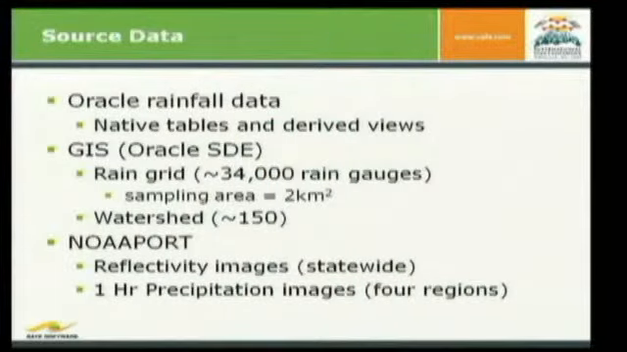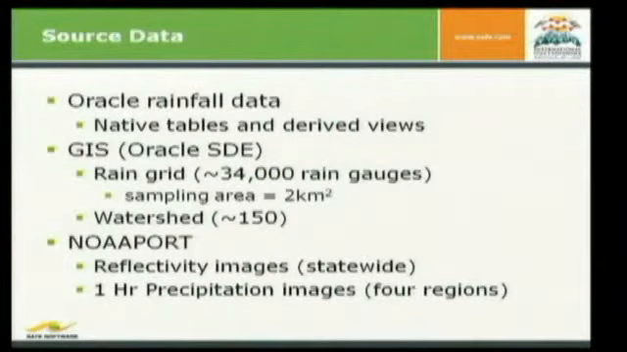I just want to talk real quick about their source data. Like I said, there are approximately 34,000 of these rain gauges. So every 15 minutes, they get about 34,000 records being inserted into Oracle. They also process that data into their watersheds, of which they have approximately 850.